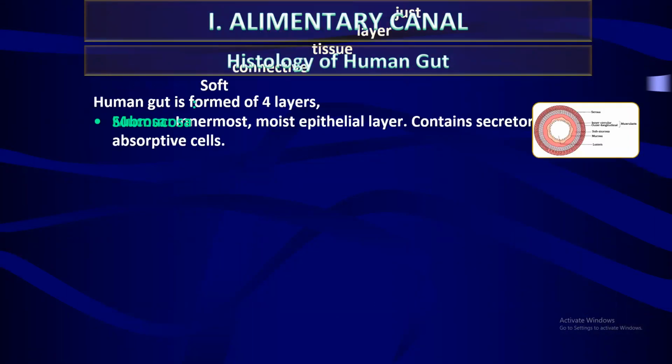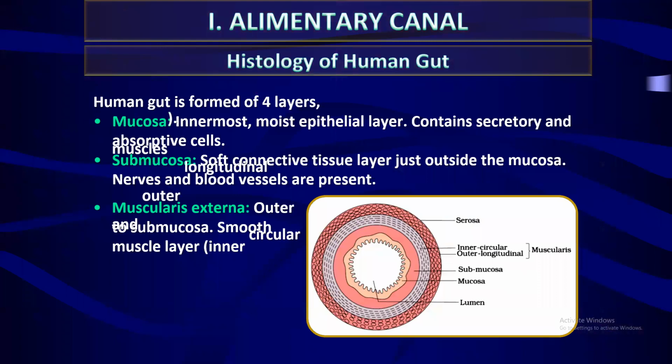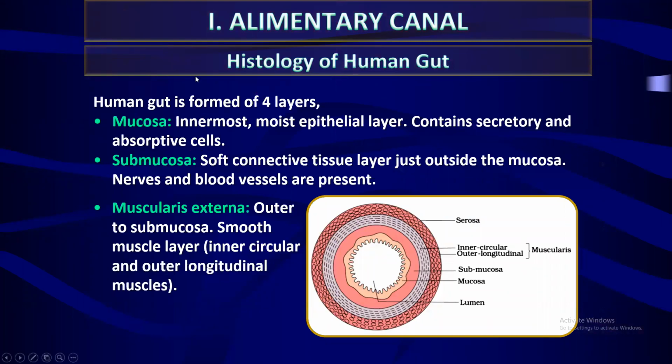The alimentary canal is lined by 4 layers. Human gut is formed of how many layers? 4 layers. What are the 4 layers? From inner to outer. Try to remember the chronological order. From inner to outer, the first layer is mucosa lining layer. The innermost layer is called mucosa, followed by submucosa, muscularis, and serosa. The outermost layer is serosa layer.